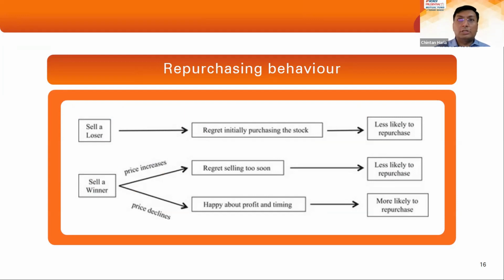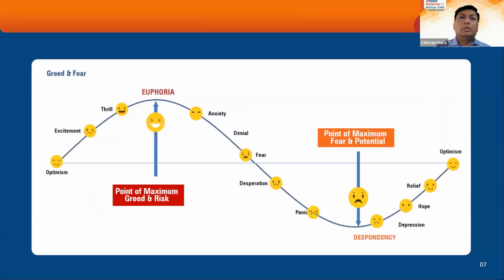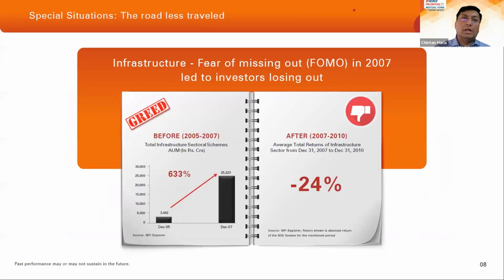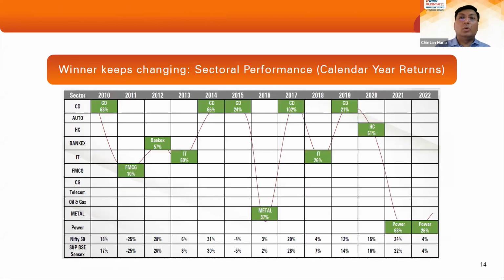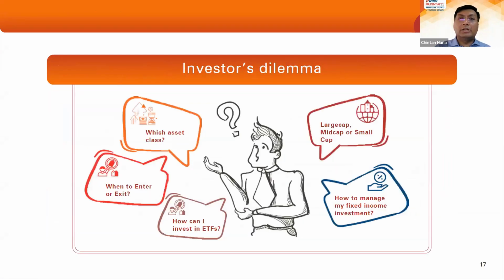How do you ensure that you get this right? How do you ensure that this greed and fear, which impacts all of us, how do you avoid it? What is it that you should do to ensure you are in the right direction? The answer is asset allocation, which again is not taught to all of us.